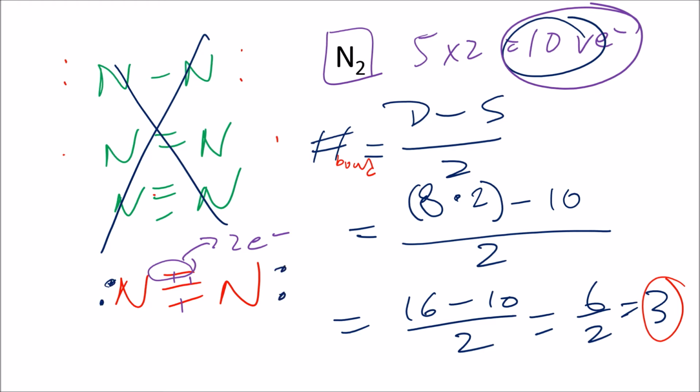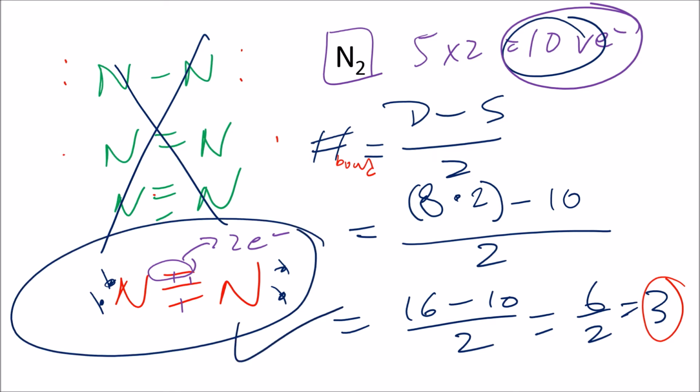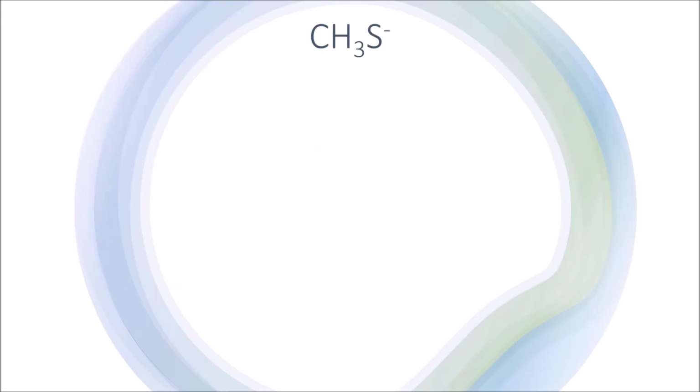So now I have 1, 2, 3, 4 electrons, and 6 from here. 6 plus 4 is 10. This is the answer. Let's do a more spicy one. This is the spicy question that will basically test the entire equation.